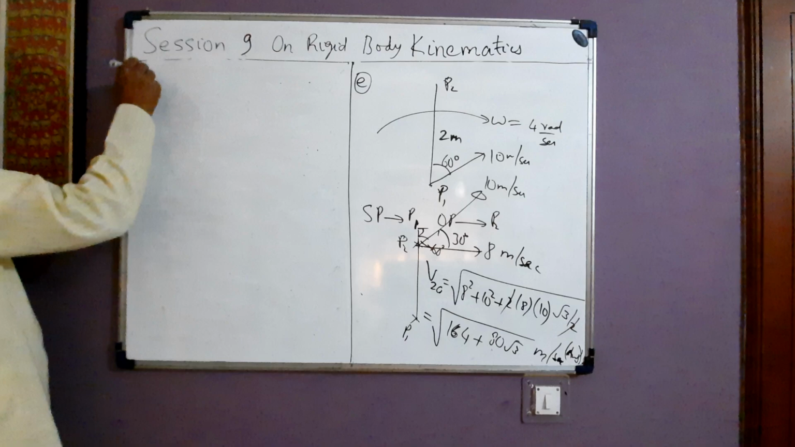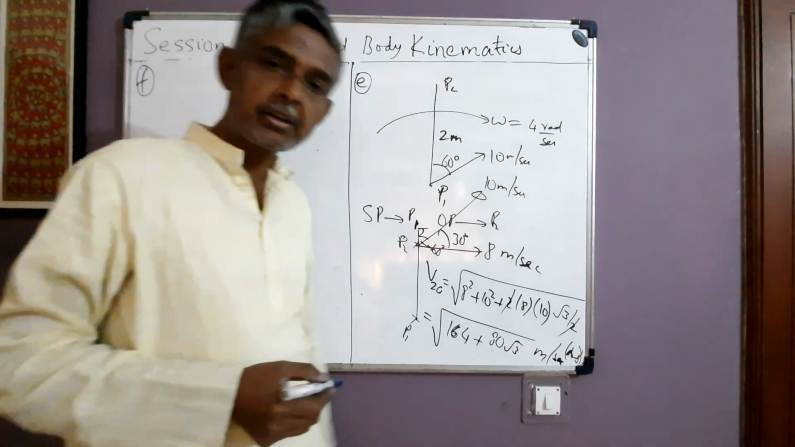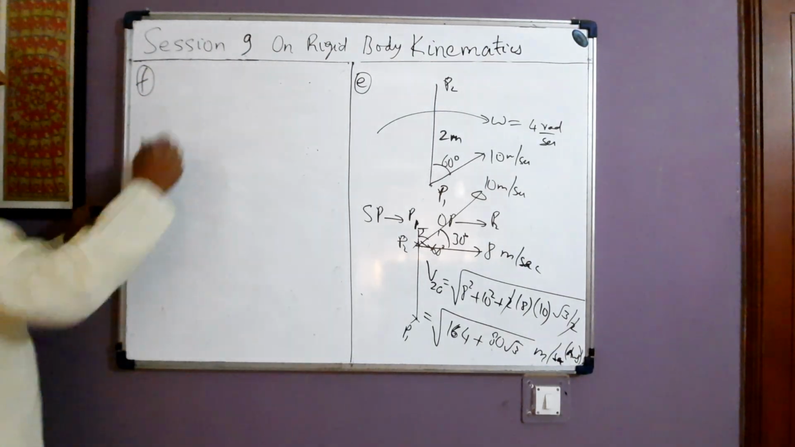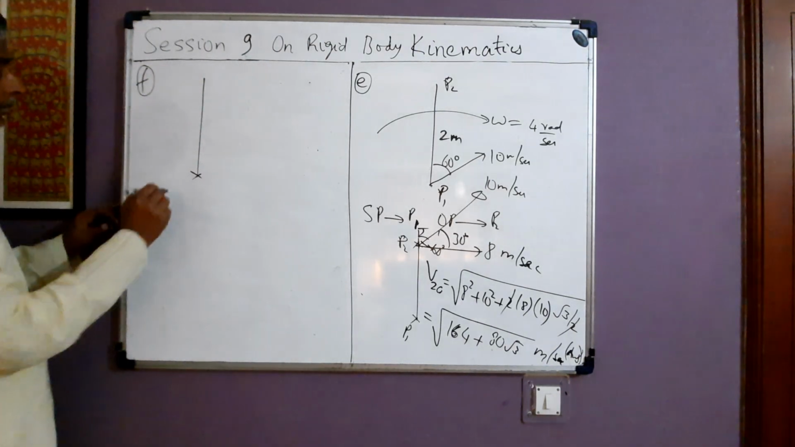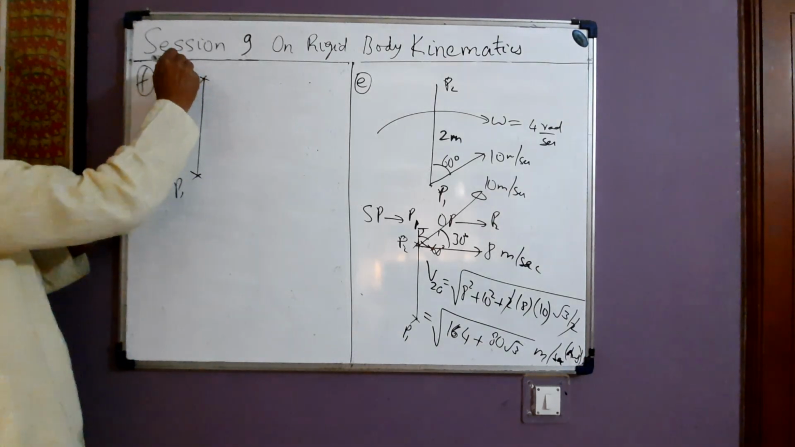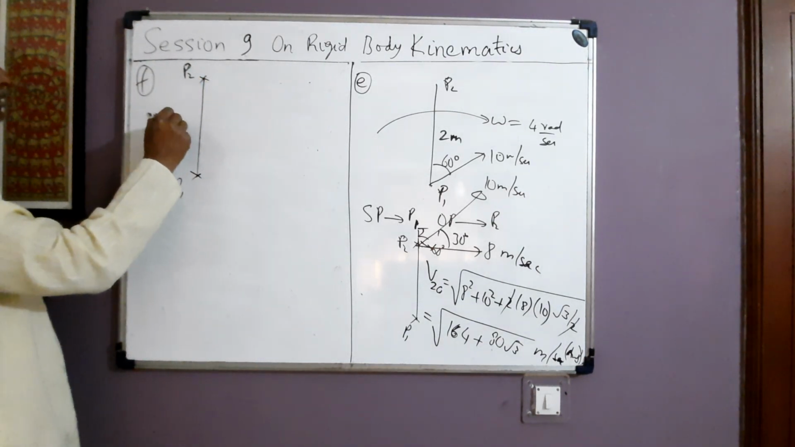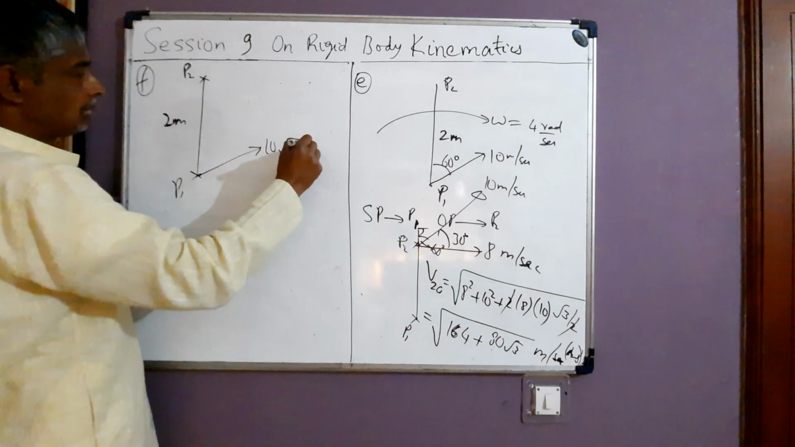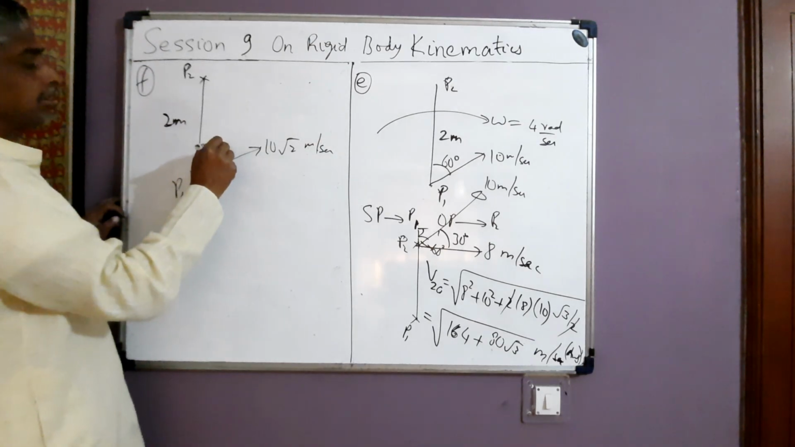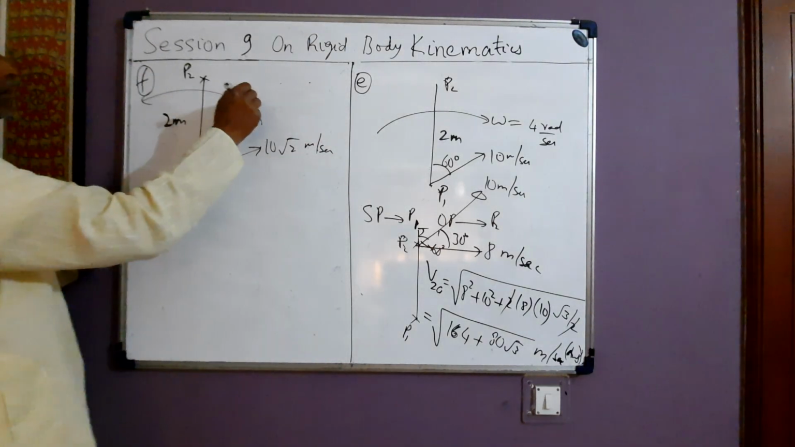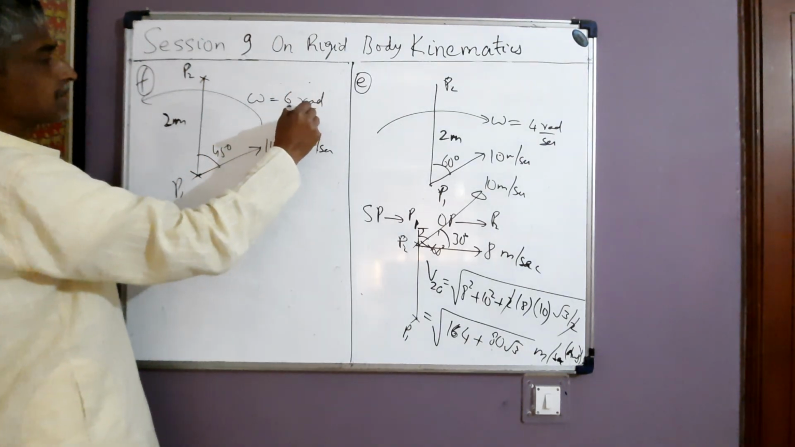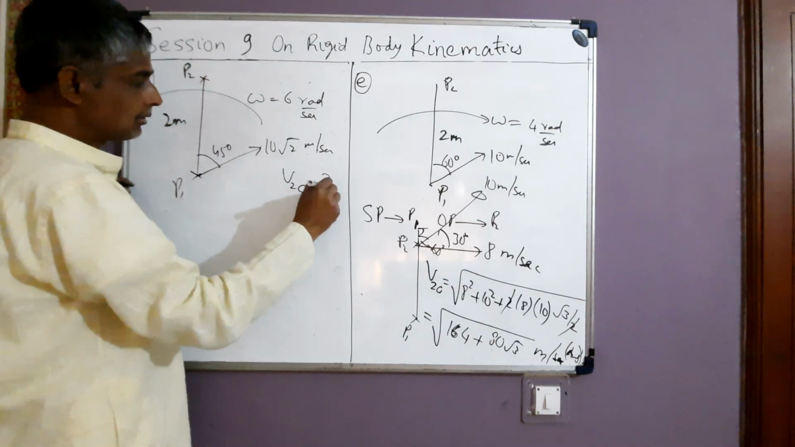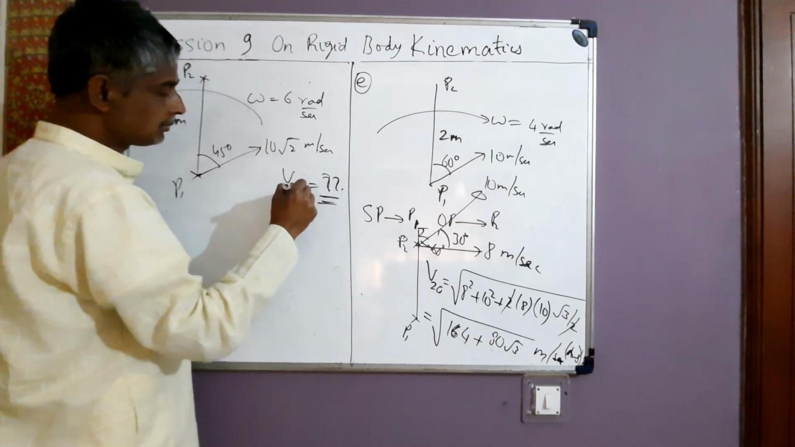Now I take one more question, part F. This is the rod P1, P2, and 2 meter is the rod length. The velocity of P1 is 10 root 2 meter per second at an angle of 45 degree, and omega is 6 radian per second in the anti-clockwise sense. Again, this is V1G. We have to find V2G.